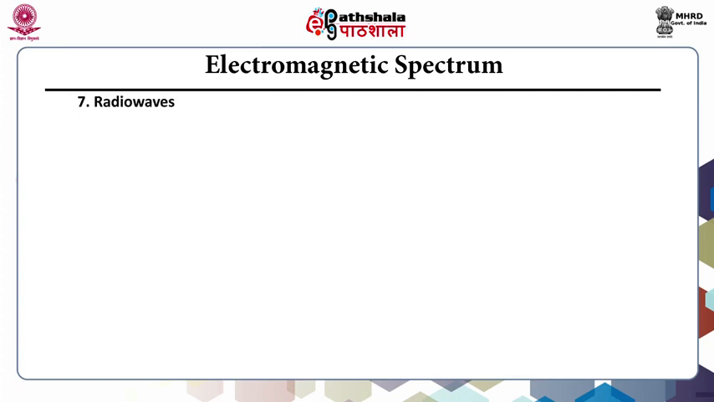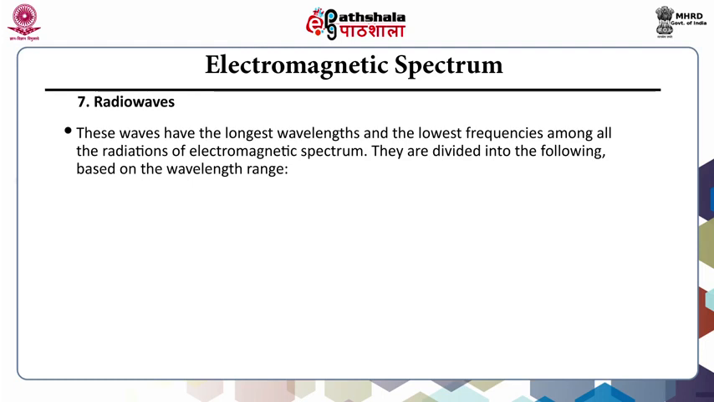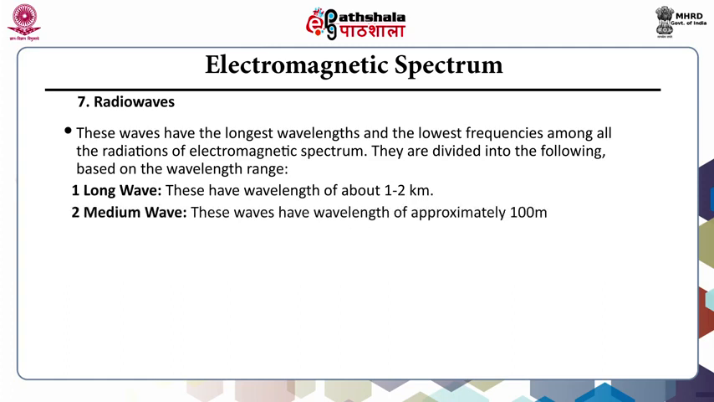Seventh is radio waves. These waves have the longest wavelengths and the lowest frequency among all the radiations of the electromagnetic spectrum. They are divided into the following based on wavelength range. First one is long wave. These have a wavelength of about 1 to 2 kilometers. Second is the medium wave. These waves have a wavelength of approximately 100 meter to 3 meter.